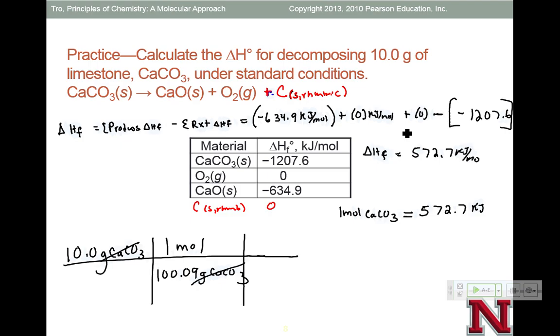And now that I know how many moles I have, I can use my relationship of my heat of formation for 1 mole of CaCO3. I need 572.7 kilojoules of energy, which is most likely heat. There is a little bit more to that, but you'll get into that later on in 106. So fairly straightforward, and that's where those heats of formation can be applied. Instead of having to actually measure my delta H of that reaction, I can look it up by using my heats of formation.